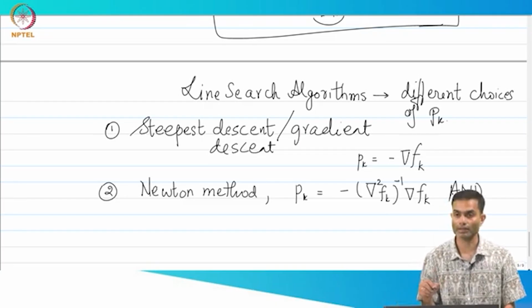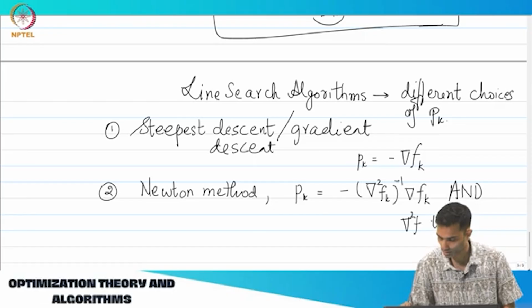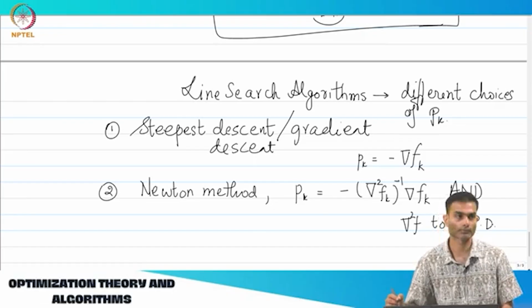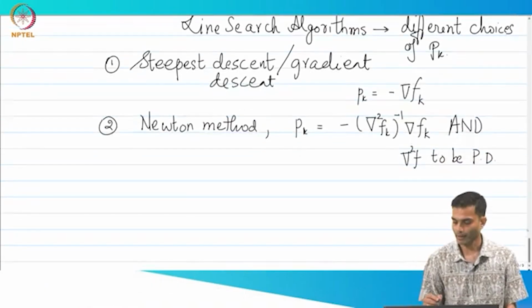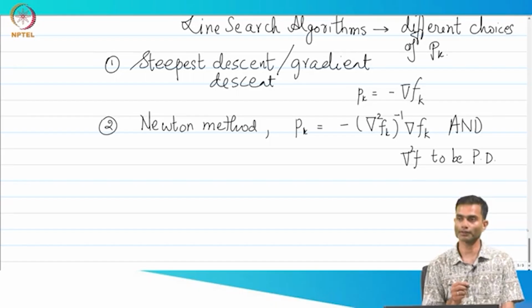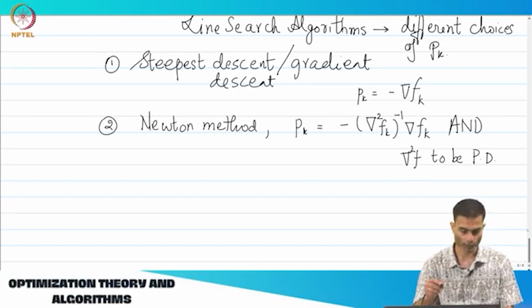But this is not enough. You also need the Hessian to be positive definite. Okay, that's why I've written it as an AND condition. If the Hessian is positive definite, then you can plug in this expression and get your pk.